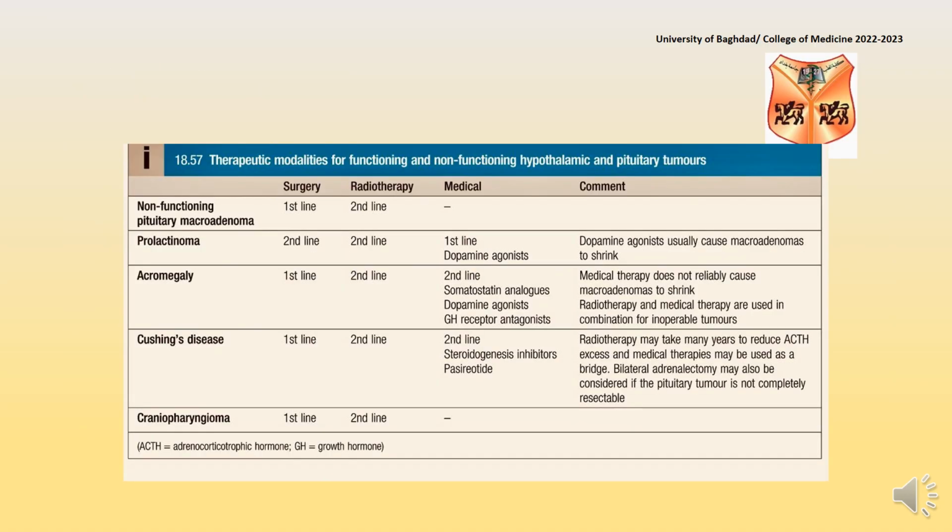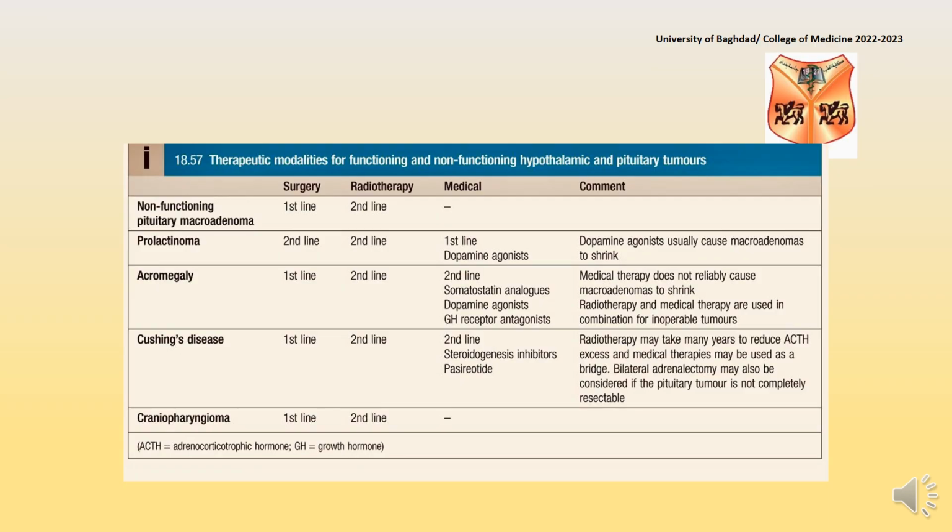This paragraph shows therapeutic modalities for functioning and non-functioning hypothalamic and pituitary tumors. For non-functioning pituitary macroadenoma, the first line of treatment is surgery. Second line is radiotherapy. There is no medical therapy because they are non-functioning tumors. Prolactinoma: medical therapy is considered the first line using a dopamine agonist, which even in macroadenoma causes shrinkage of the tumor. Second line includes surgery and radiotherapy.